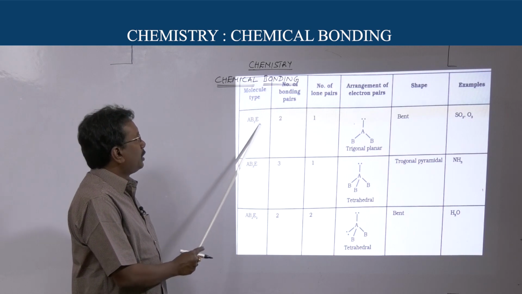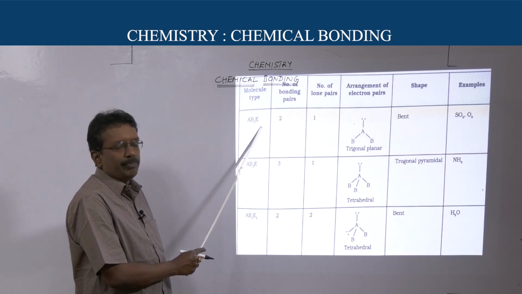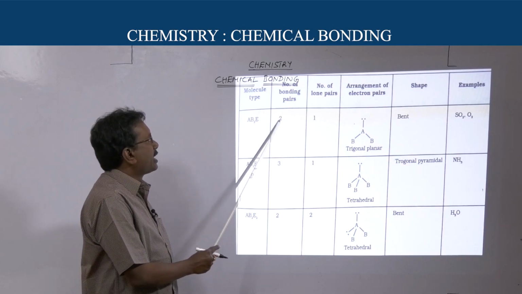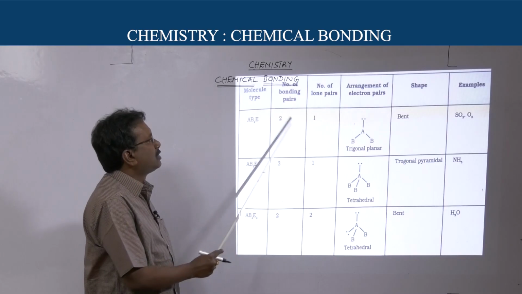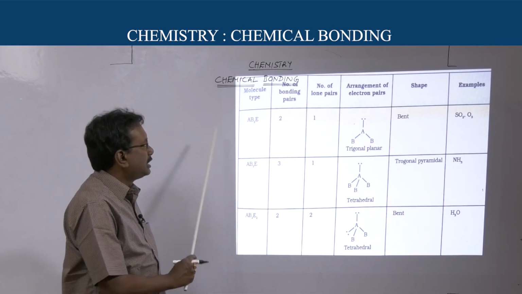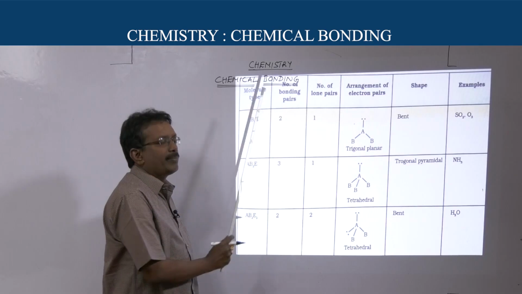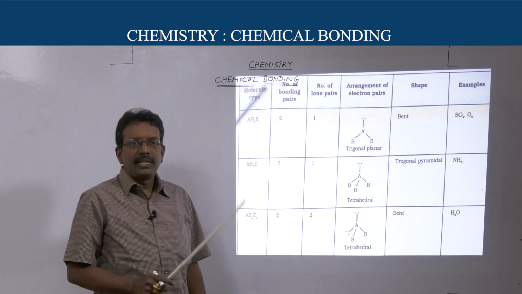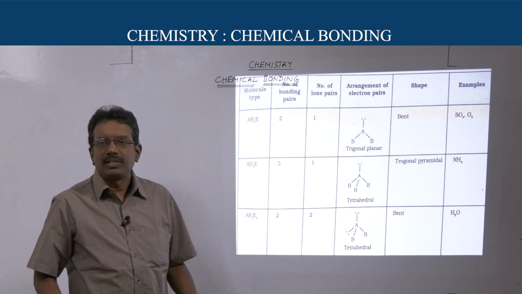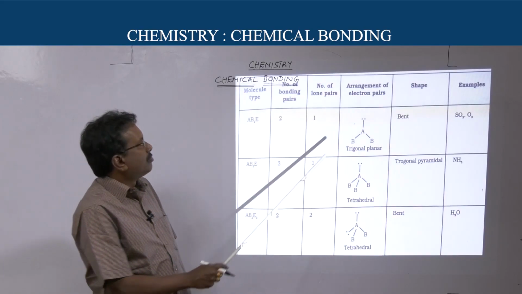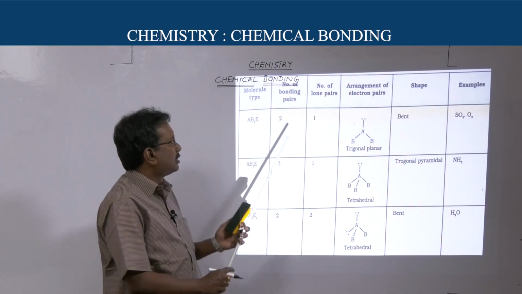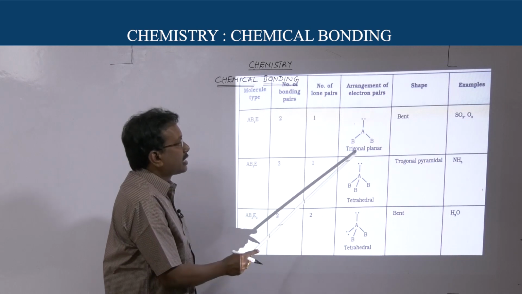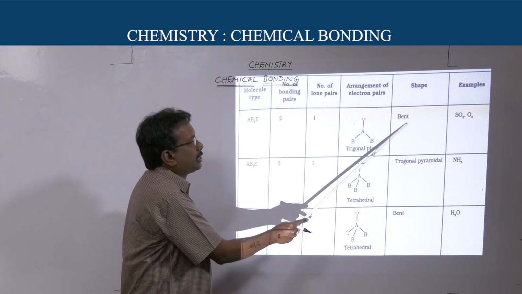Molecule type AB2E. This E stands for number of lone pairs and B stands for bond pairs. That means if you add the number of bonding pairs and the number of lone pairs, we get the total electron pairs. So in this molecule we have a total of 3 electron pairs. Out of 3 electron pairs, if all 3 are bond pairs, then the structure is called trigonal planar. If one is a lone pair and 2 are bond pairs, observe here, the arrangement of electron pairs is trigonal planar, but the shape of the molecule is bent.